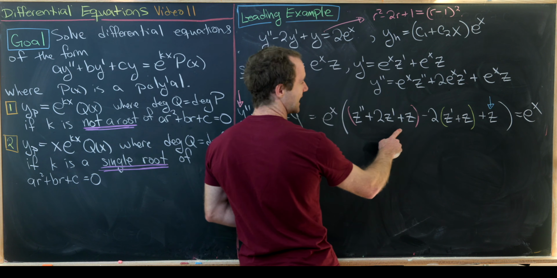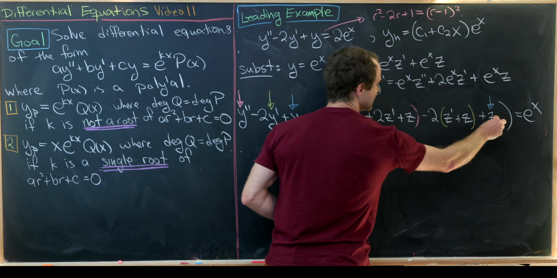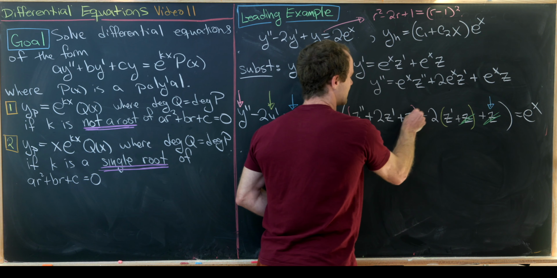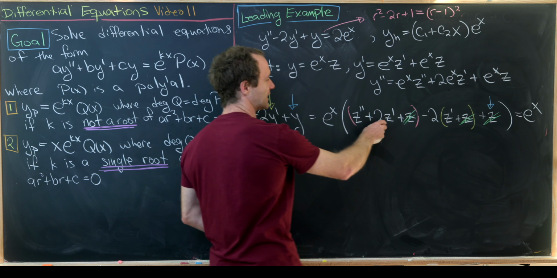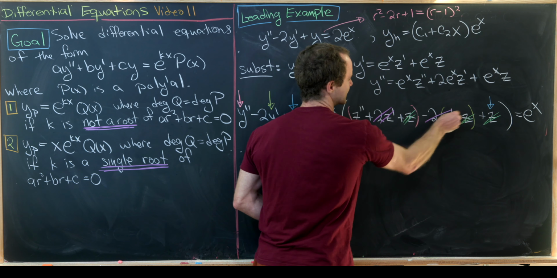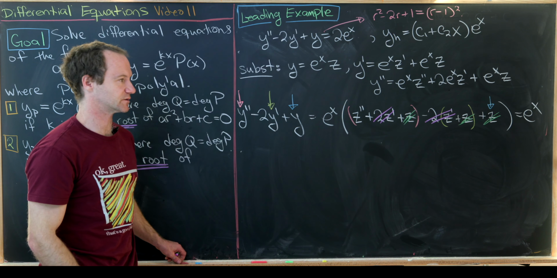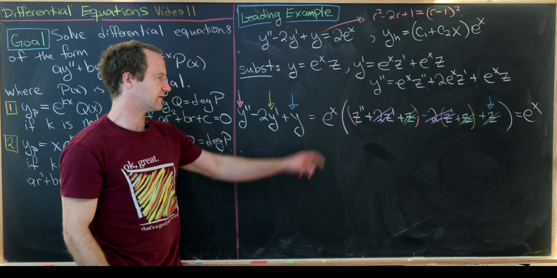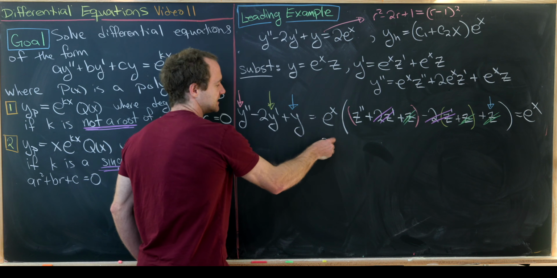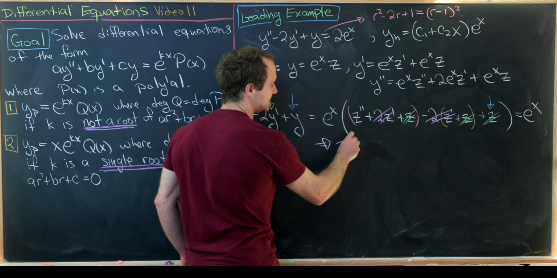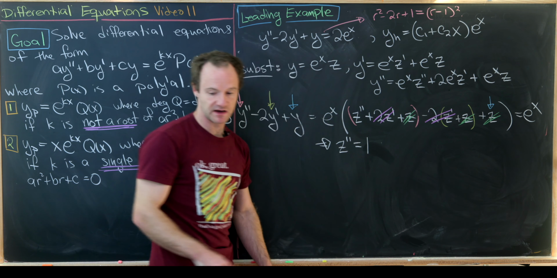Notice that we've got a z minus 2z plus z, so all those z's will cancel. And then we've got a 2z prime and a minus 2z prime, so those are going to cancel as well. Furthermore, we can divide both sides by e to the x, leaving us with z double prime equals the number 1.